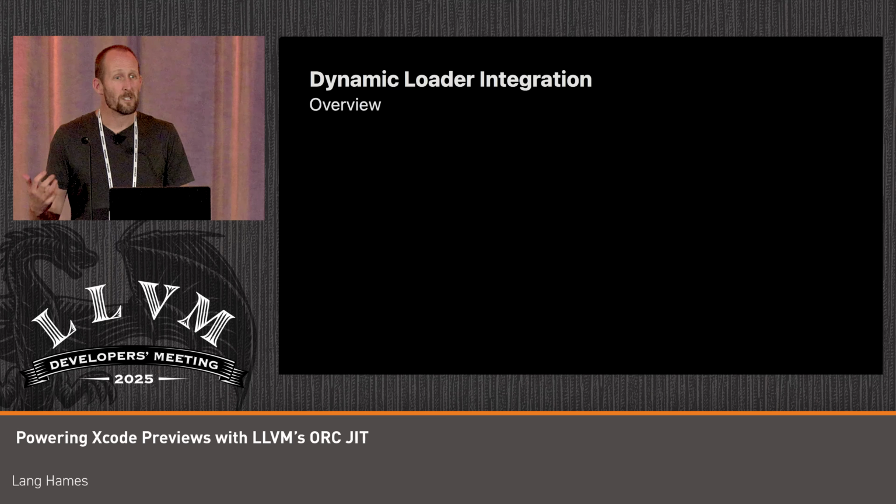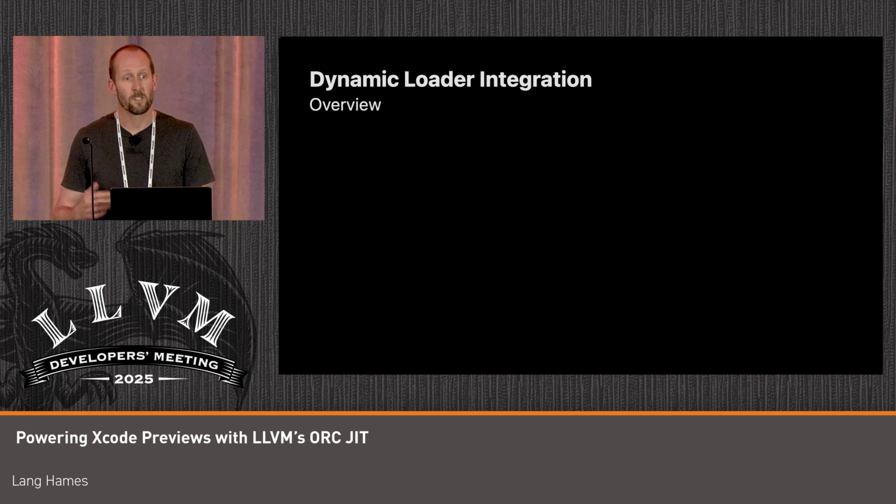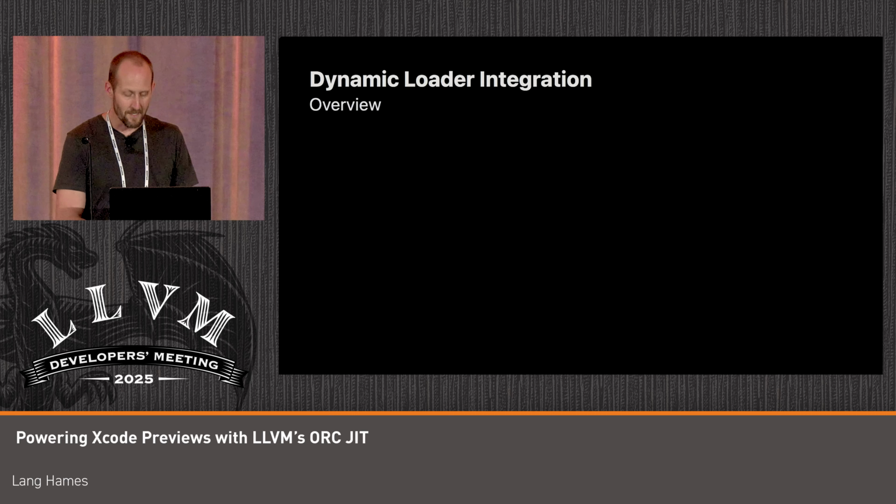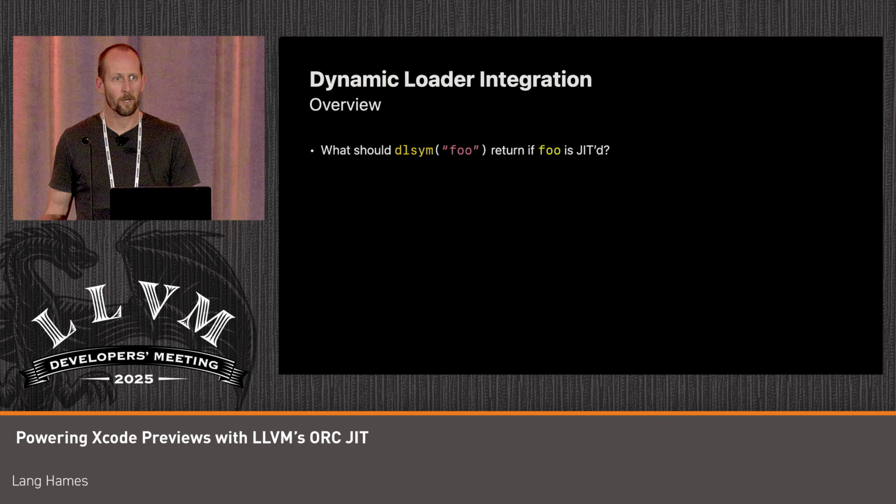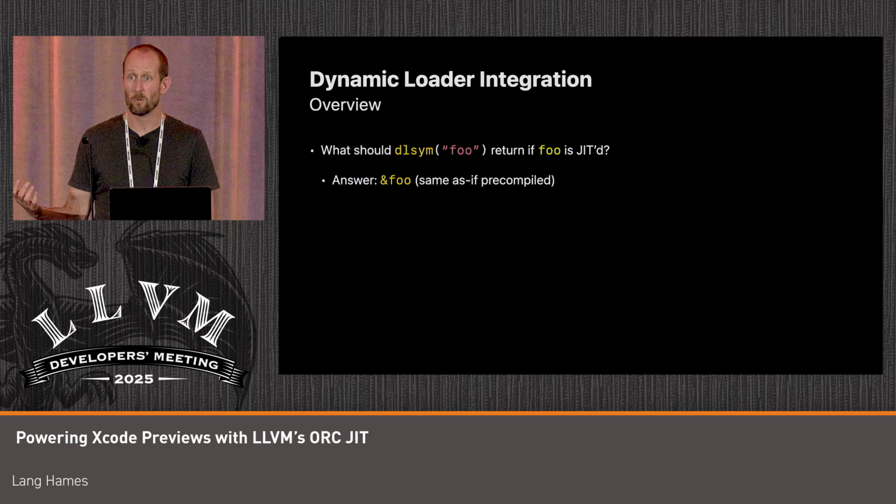So the most interesting part of this project for me personally is the dynamic loader integration. And this came out of a question that seems like a corner case, which is what should dlsym of foo return if the symbol foo is in JITted code? For those who don't know, dlsym is an API that lets you look up C symbols by name. If you call dlsym and give it the string main, you expect it to give back a pointer to your main function. So the answer is that dlsym of foo should return the address of foo. That's what it would have returned if it was precompiled, and we don't want that behavior to change.